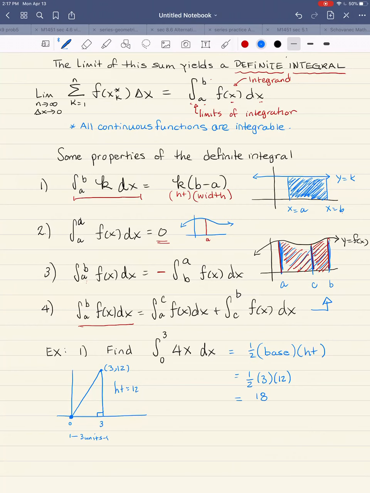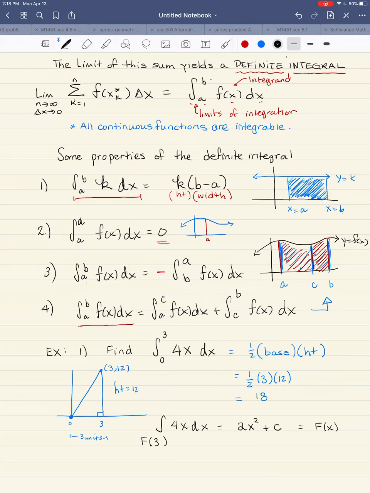Now here's where I let you in on the secret. Remember that this had something to do with finding the antiderivative of 4x. The antiderivative of 4x is the function whose derivative is 4x. So that's going to be 2x squared plus some constant.